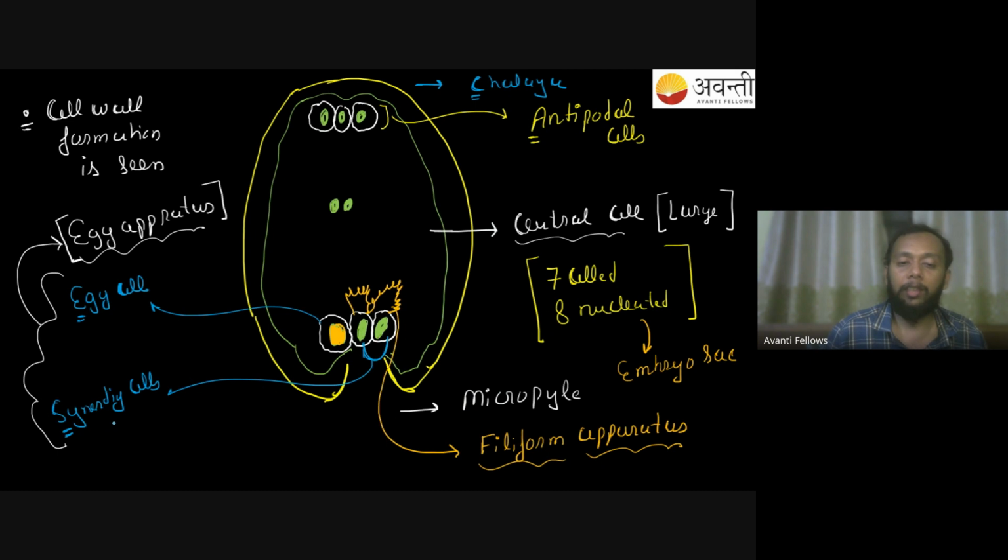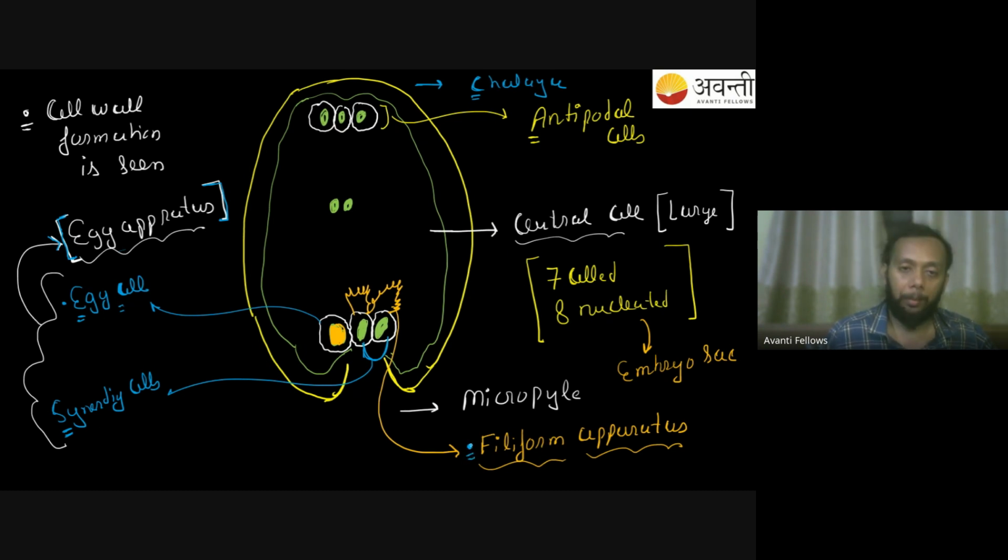You will have synergid cells at the bottom nearby the micropylar end, and along with that you will also have your egg cell. The orange one is going to be your egg cell. So egg cell and synergid cells are collectively called my egg apparatus. So the egg apparatus will have 2 things: the female egg, and the synergid cells. Along with that, there will be some finger-like projection above the synergid cells, which is called my filiform apparatus.